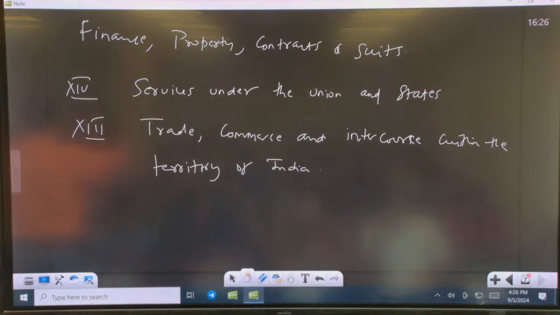Getting my point? So the services have been classified under two heads: central government services and state government services. Any doubts so far? All clear? Okay. Part 14.